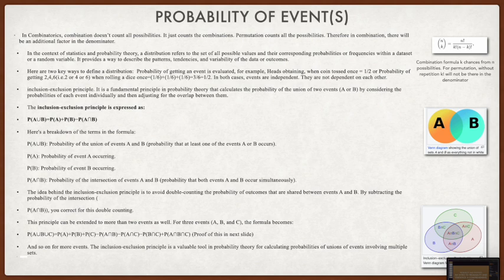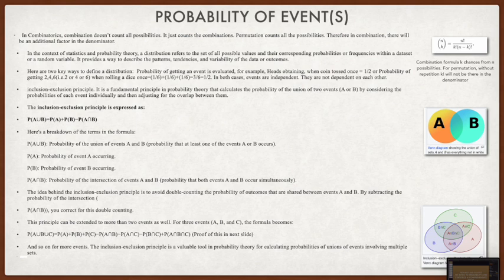If the events are going to be dependent on each other, then another formula will be used, the inclusion exclusion formula, and we'll soon see about the inclusion exclusion principle. It is a fundamental principle in probability theory that calculates the probability of the union of two events, so A or B.